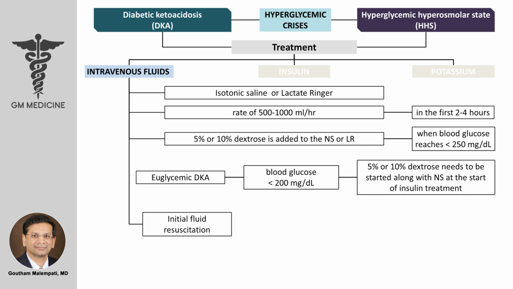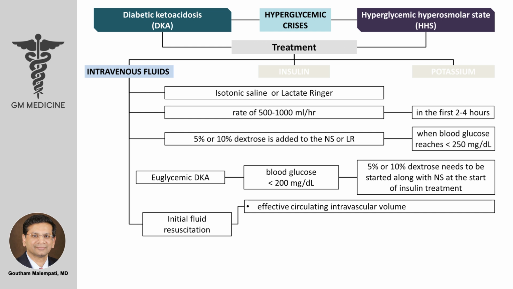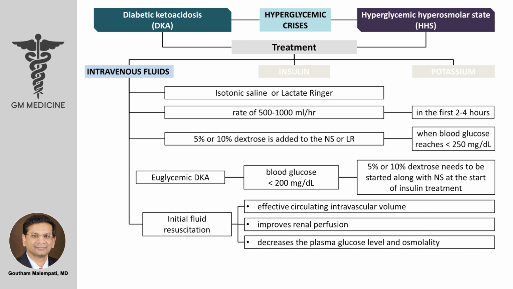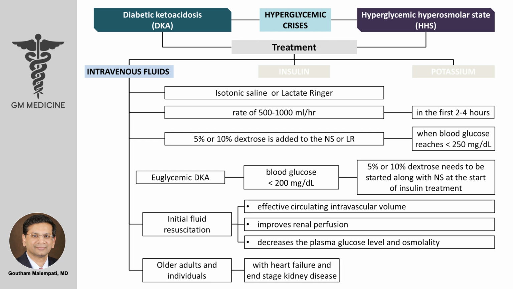Initial fluid resuscitation restores the effective circulating intravascular volume, improves renal perfusion, and decreases the plasma glucose level and osmolality. Older adults, individuals with heart failure and end-stage kidney disease should be treated cautiously with small boluses.